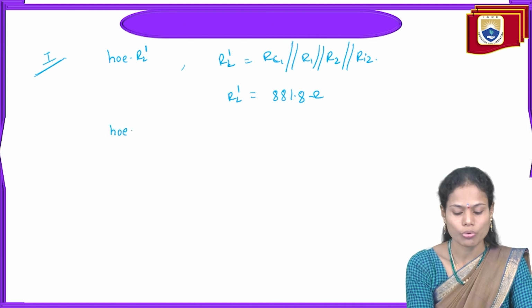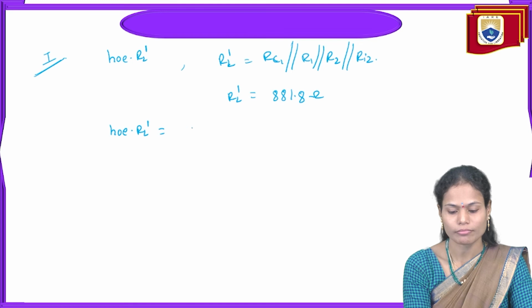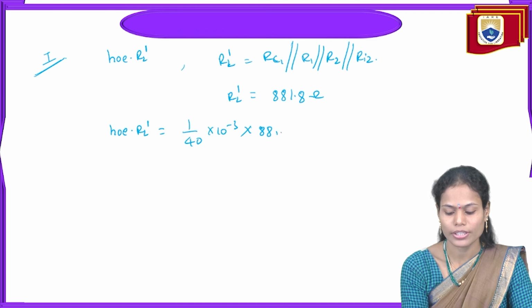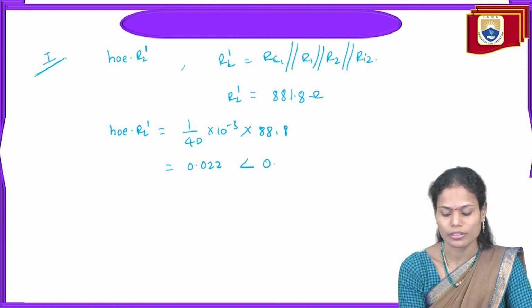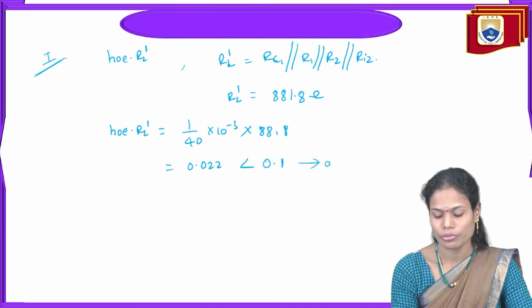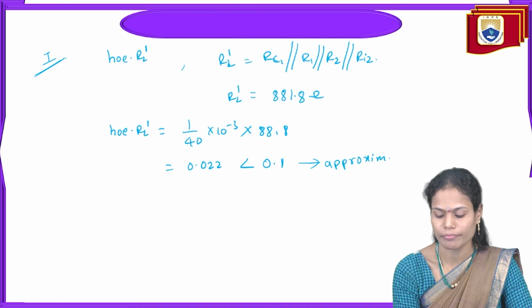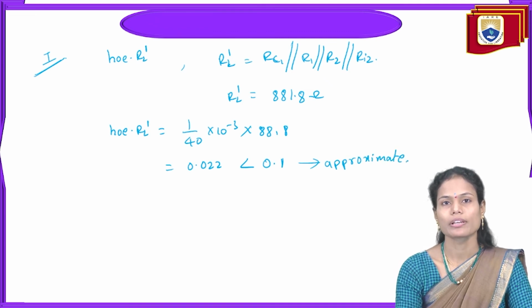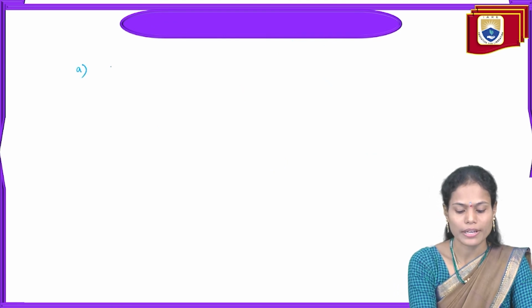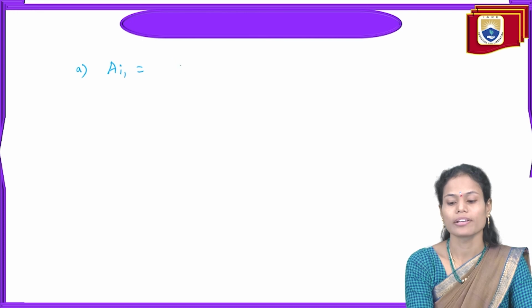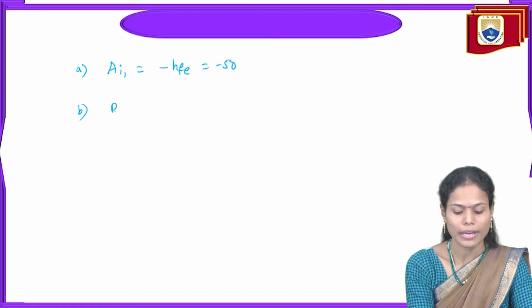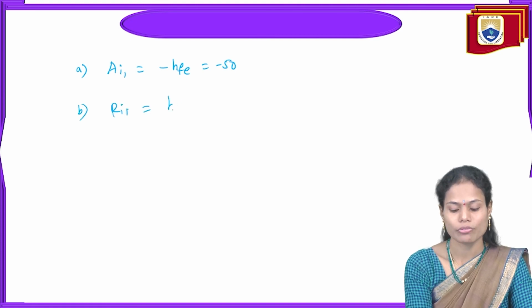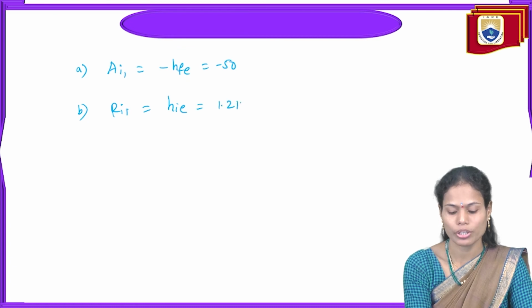Now check the HOE into RL dash, that is 1 by 40 into 10 power minus 3 into 881.8 ohms. So this is 0.022, which is less than 0.1. So we need to go for the approximate analysis again. For the first stage, the first parameter is the current gain, AI1, equal to minus HFE, that is minus 50 only. And the second parameter is RI1, equal to HIE, that value is 1.2 kilo ohms.